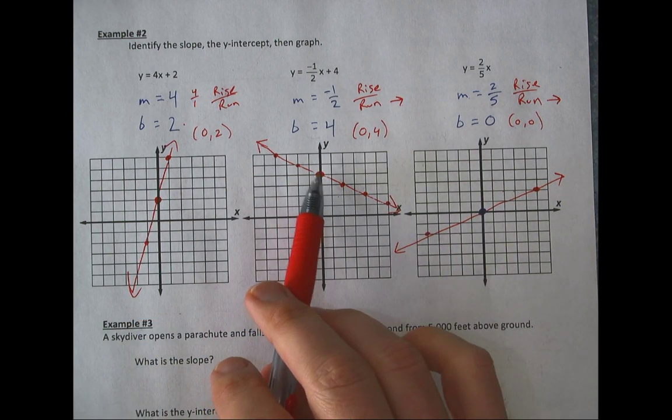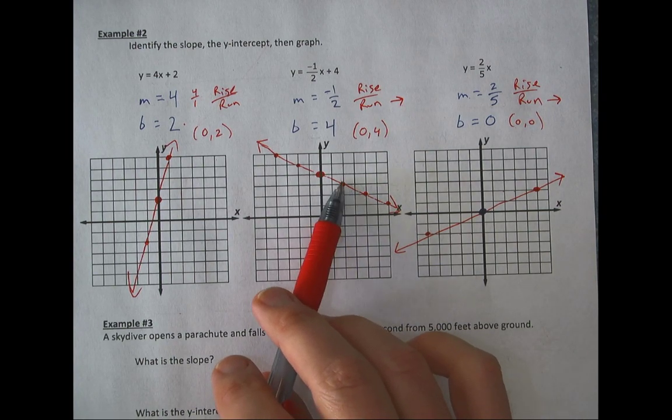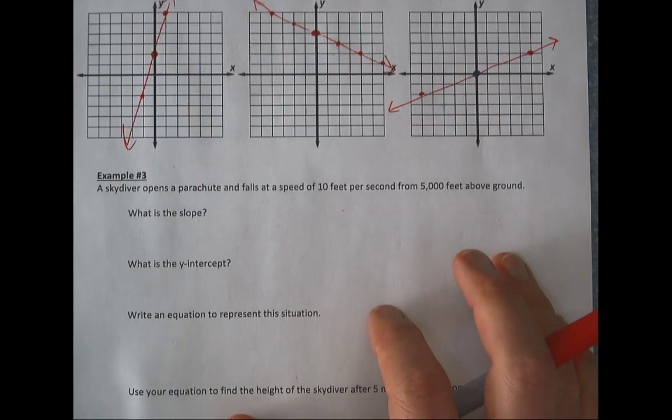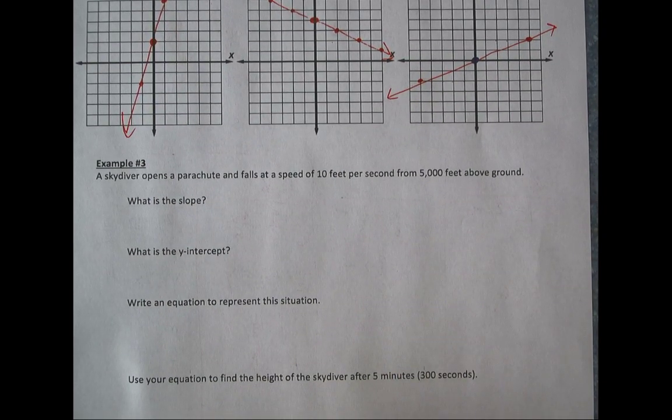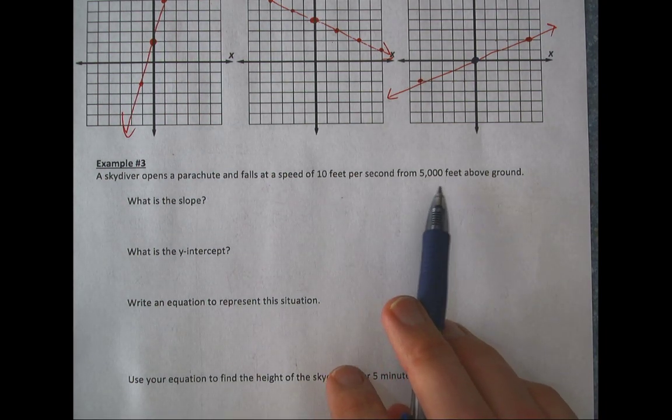And from the graph, you could identify a bunch of extra ordered pairs that'll work for this equation. All right, last one, word problem. How can we relate this? So a skydiver opens a parachute and he's falling. Think about what that looks like on a graph already. Falling, negative slope, at a speed of 10 feet per second. And where's he falling from? 5,000 feet above the ground. So he's starting at 5,000 feet. That's your starting point.